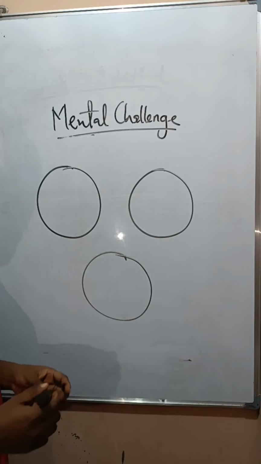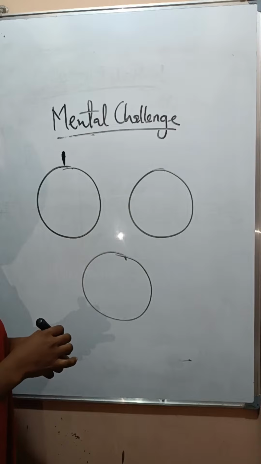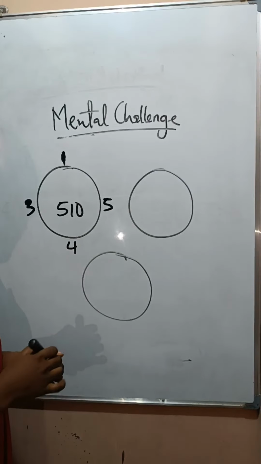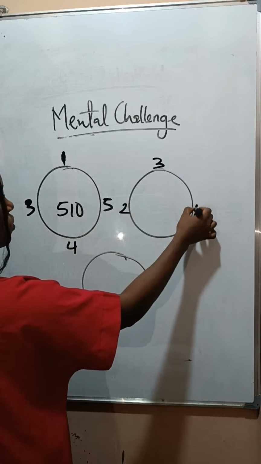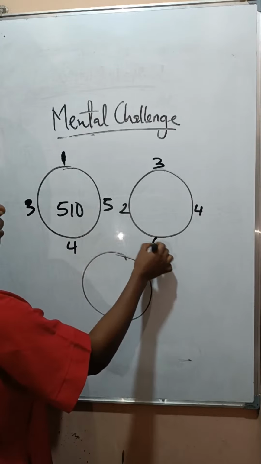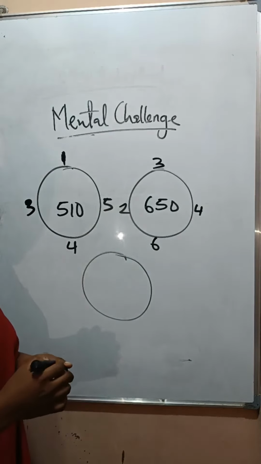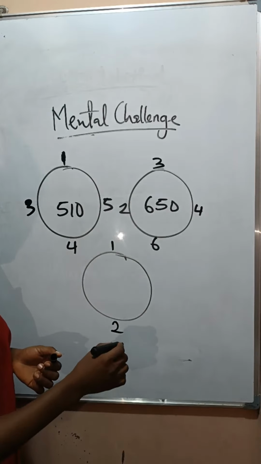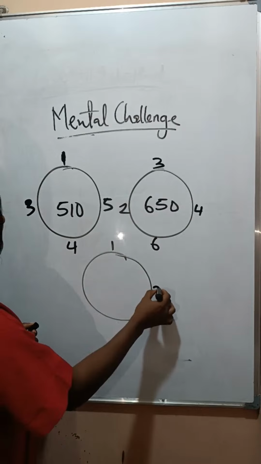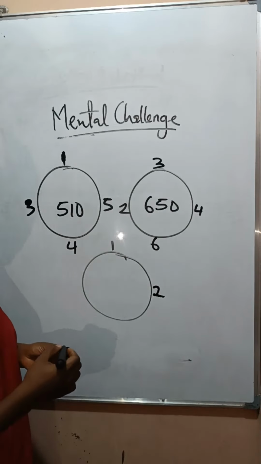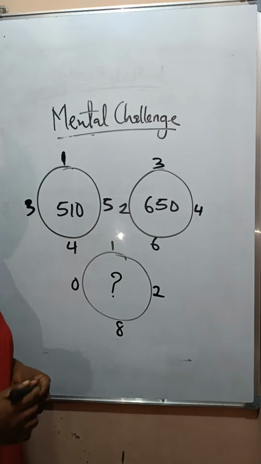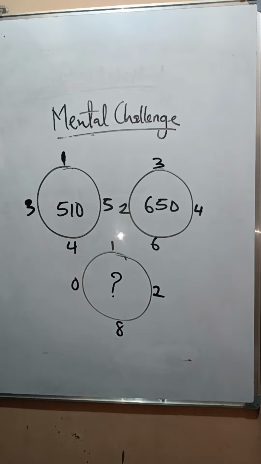We have 1, 3, 5, 4. And inside here we have 510. And we have 3, 2, 4, 6. And inside here we have 650. Then we have 1, 2, 0, 8. And inside we have 1280. So the question is, we should find the missing number. We are asked to find the missing number.